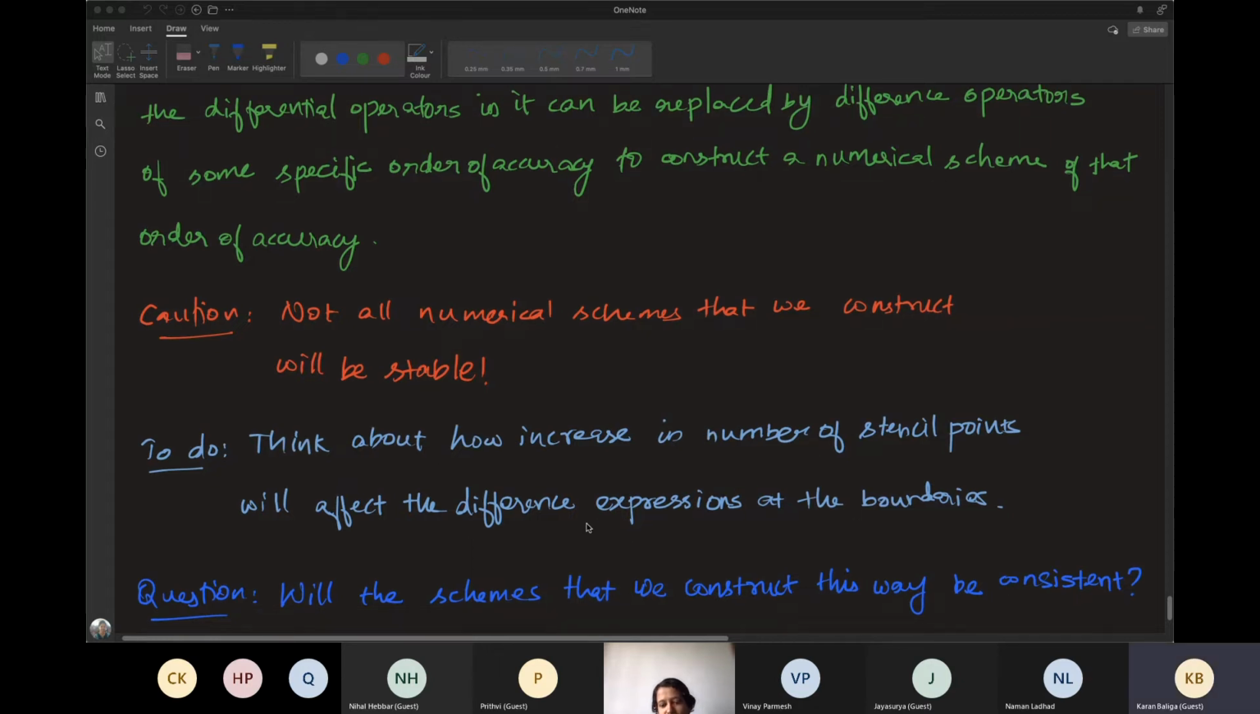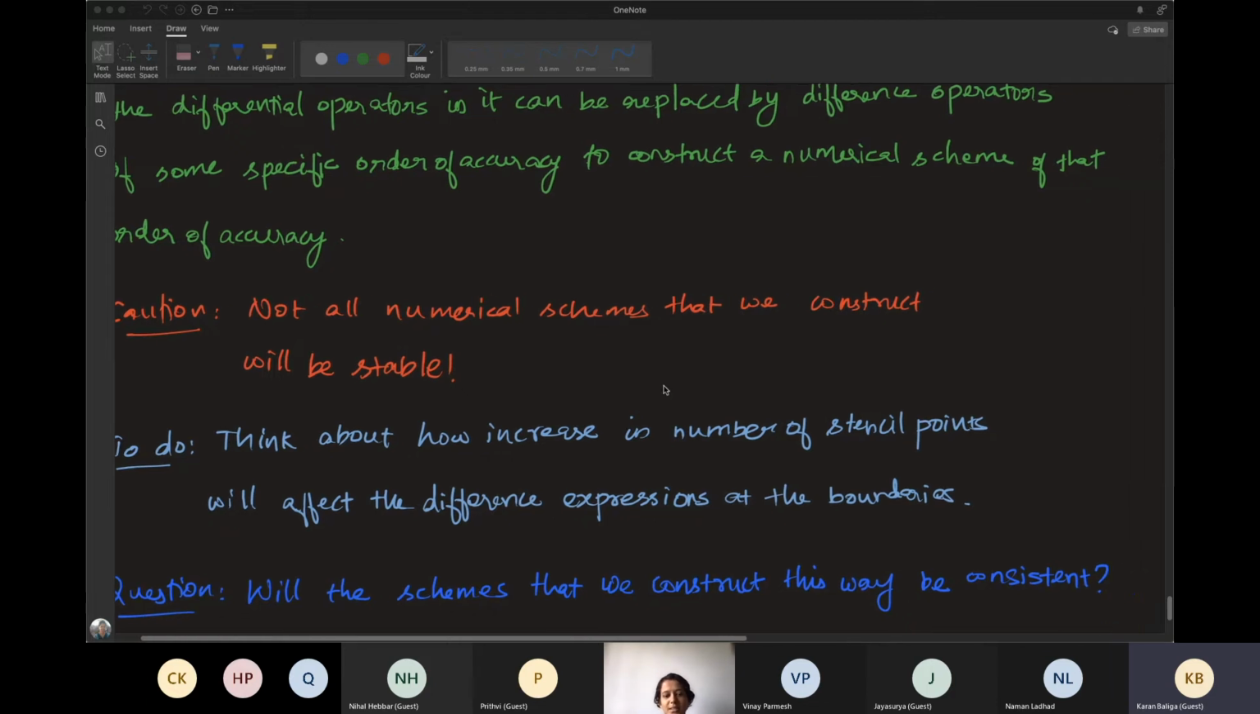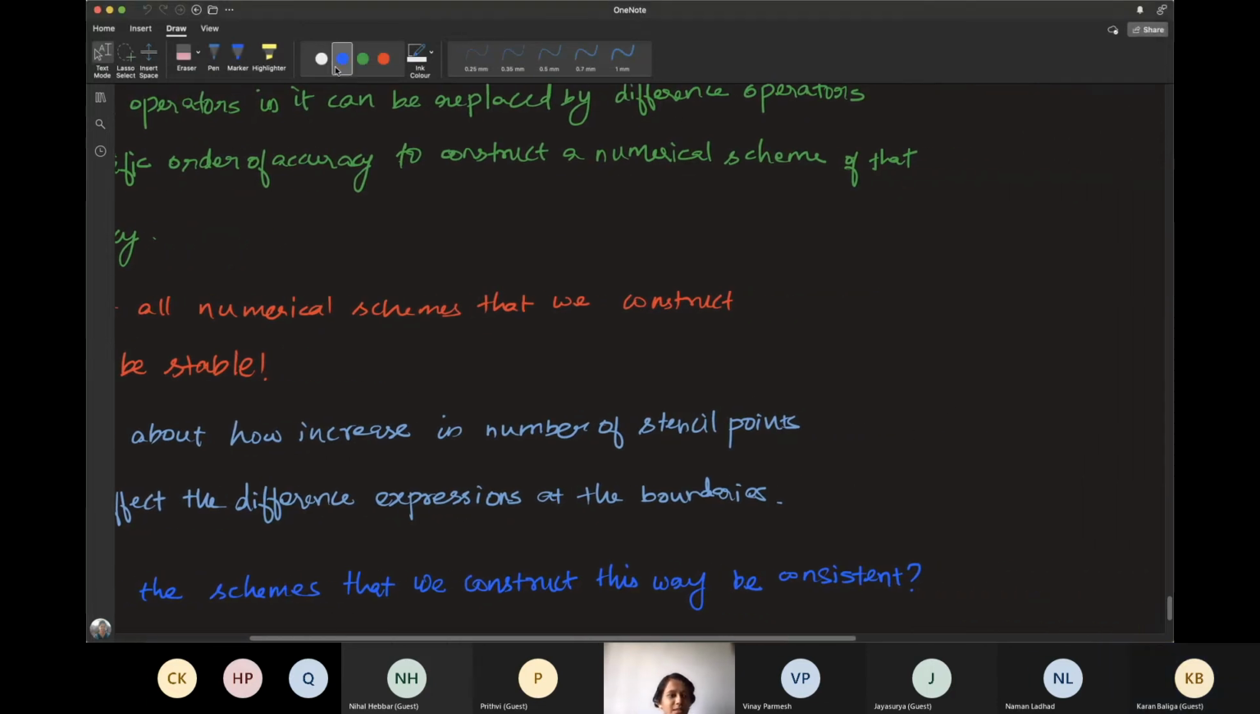Ma'am, if we're using a backward scheme, then at the boundary, if we want to find du by dx at the boundary, with the backward scheme we can't get it. Yeah. So, okay.